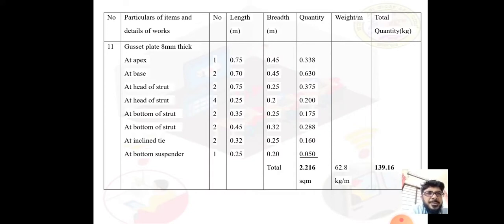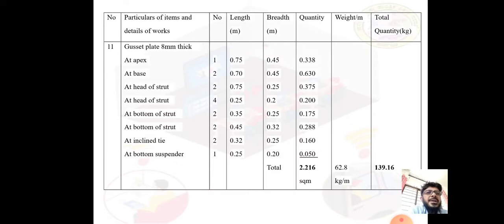So if you just observe the column of numbers, at apex and at bottom of the suspender only one, means it is exactly at the center line of the truss. So at base, two sides, two base supports are there, so 2 numbers, head also 2, and at head of this strut 4 means 2 either side, and at bottom of this strut each side one. Like that all quantities are calculated in terms of square meters.